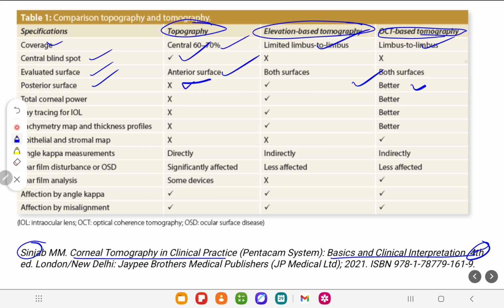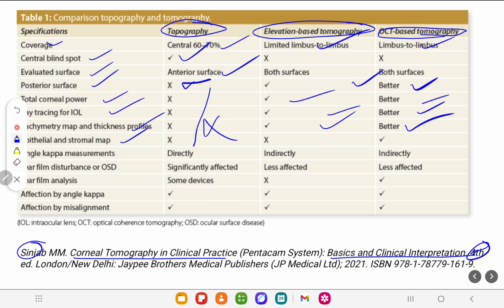And my goodness, it's always better with OCT, best tomography. Okay, and another point, total corneal power is definitely available with both of these. Ray tracing for IOL, yes, it's definitely not in these cases. Pachymetry map and thickness, definitely not here, but always remember thickness is always better with OCT. Thickness evaluation is always best with OCT, not with a Scheimpflug based camera. Okay, epithelial stromal map, yes in the case of OCT, but not in the case of a Scheimpflug based camera.